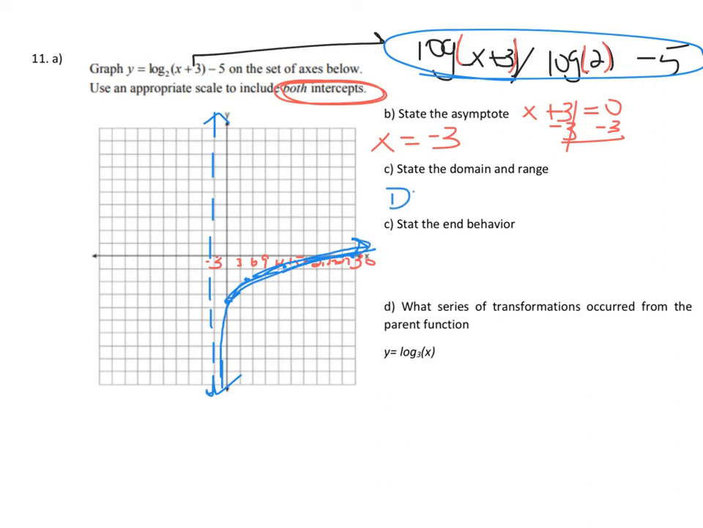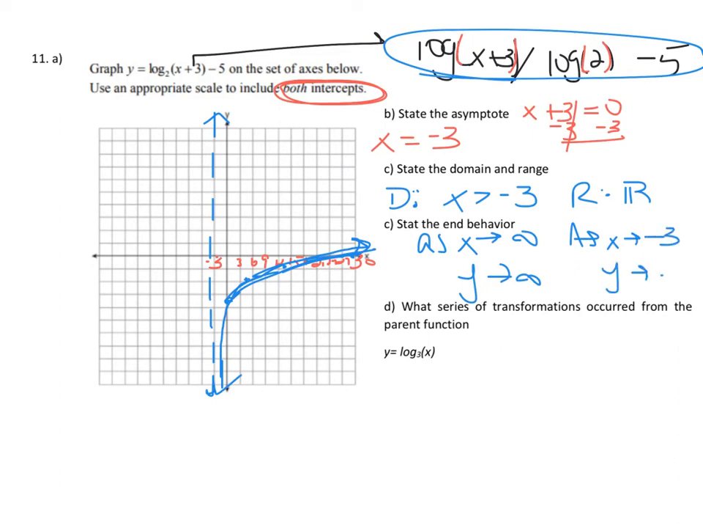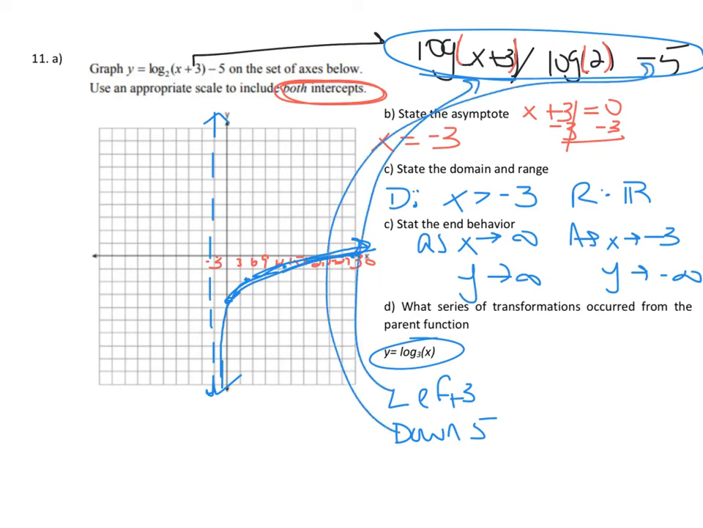All right, the domain and range. The domain always has to do with the asymptote. In this case, x is greater than -3. Your range is all real numbers because it goes all the way down and all the way up. Your end behavior is as x goes to infinity, y goes up, because that's the right. And as x goes to -3, y goes down. The transformation from the parent is left 3 and down 5, because inside the parentheses means left and outside means down.